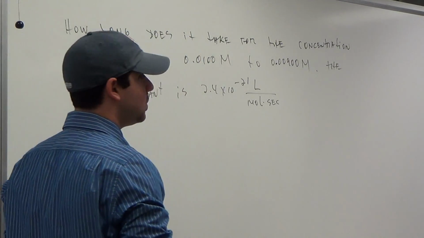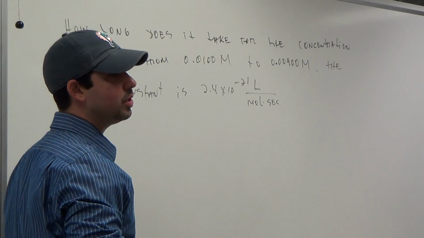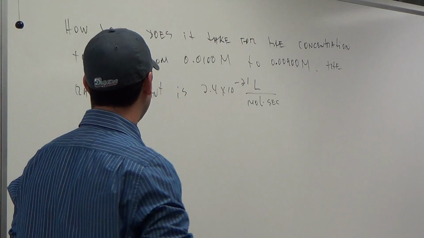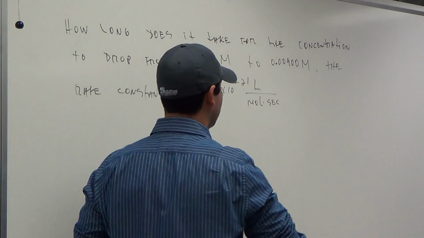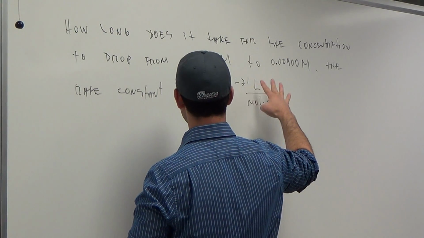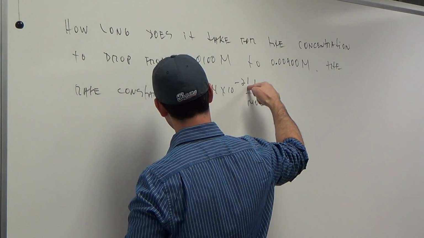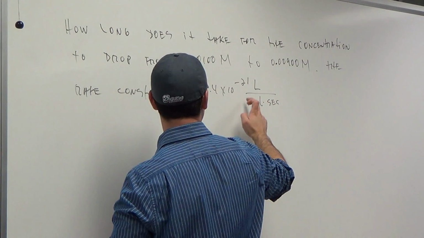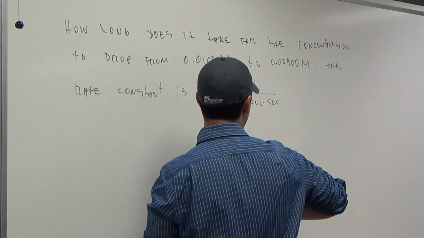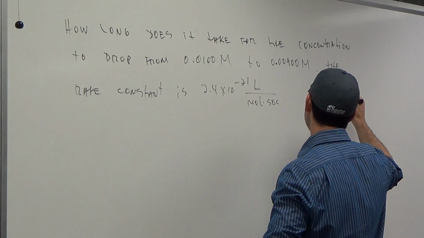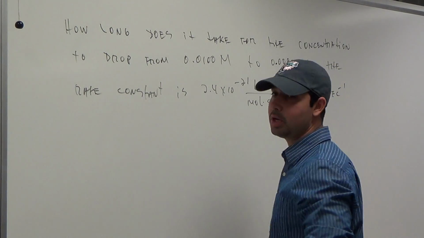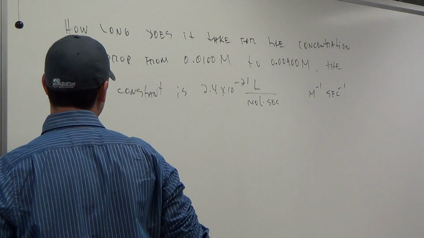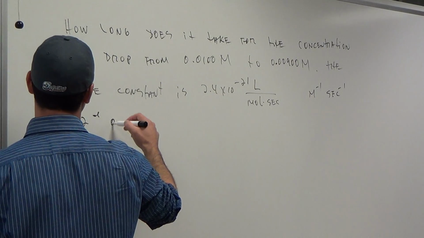Okay. So, first things first, what order is this? Second order. How do you know it's second order? Because of the units. These units are a little confusing, yes? Moles per liter is the same thing as M, molarity. This is M on the bottom, this is seconds on the bottom, so this looks like M to the minus 1, second to the minus 1, yes or no? Yep. Okay, good, this is second order.